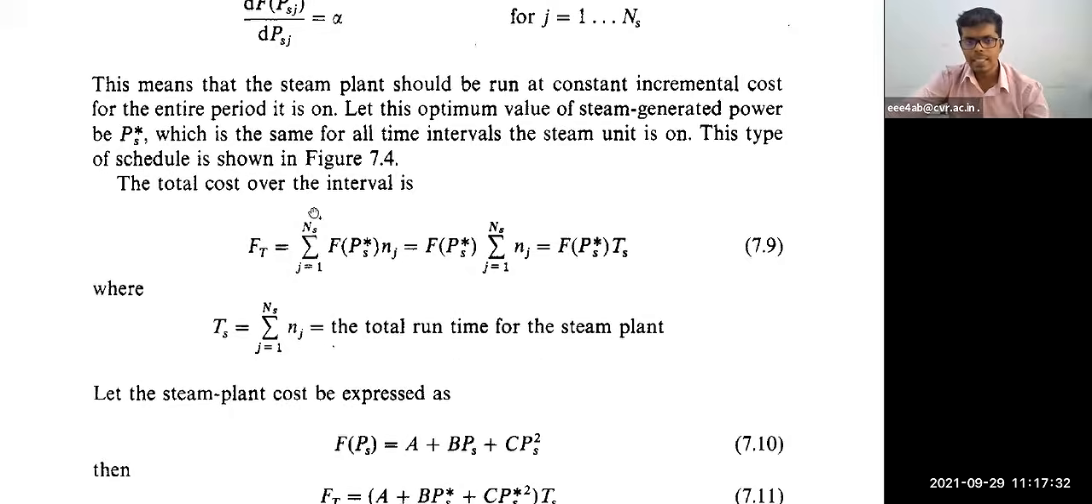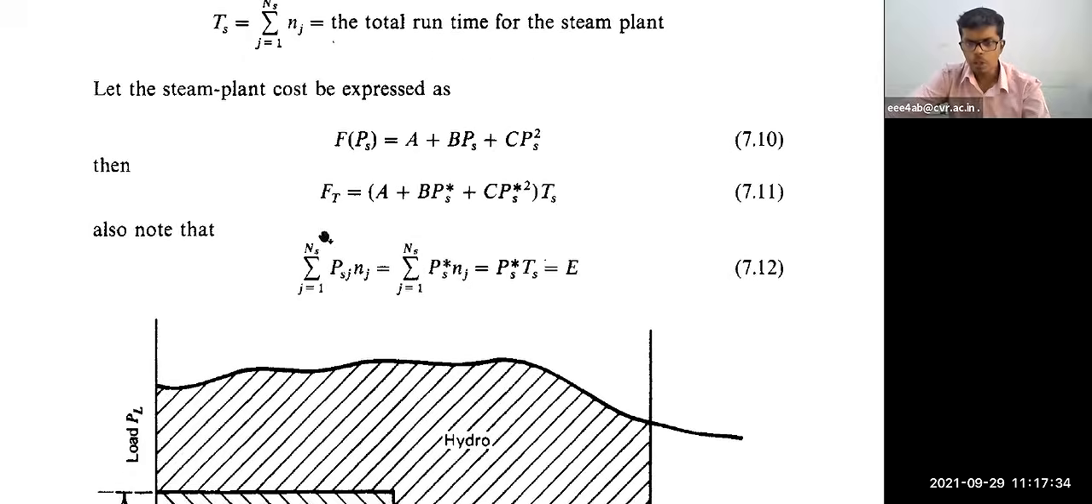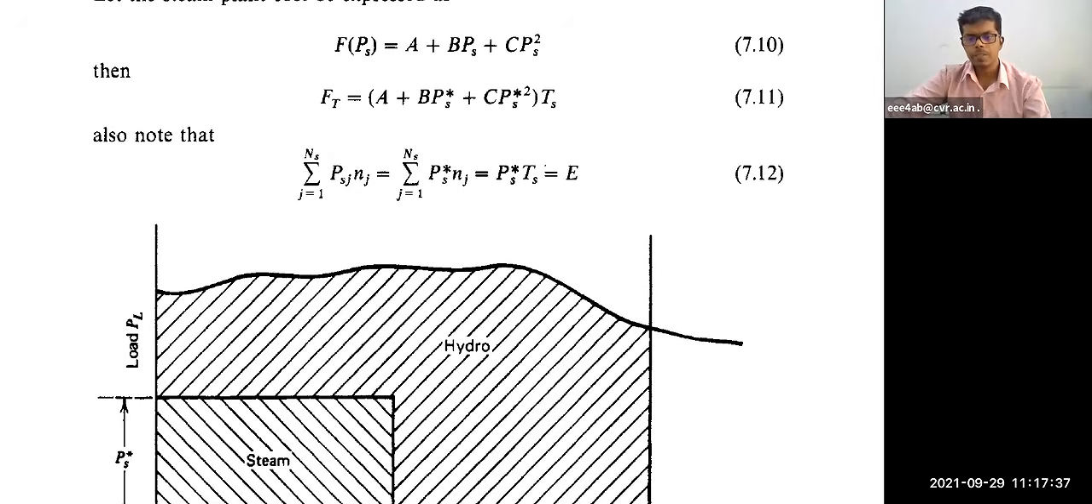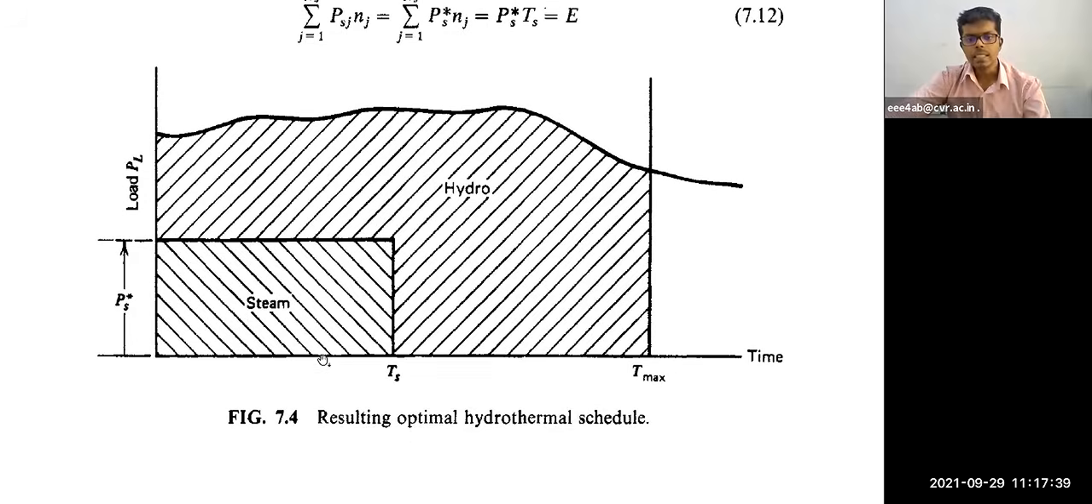If you see this figure, you can better understand. This is the total schedule for the maximum period of time, say, for example, T maximum hours, that is 24 hours. This shaded region is fully hydro. You have to utilize hydro to the maximum and utilize the steam less.